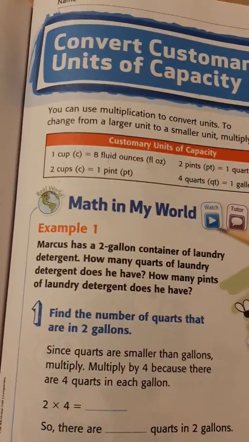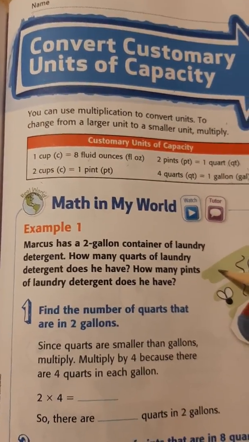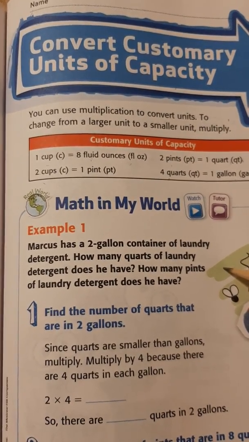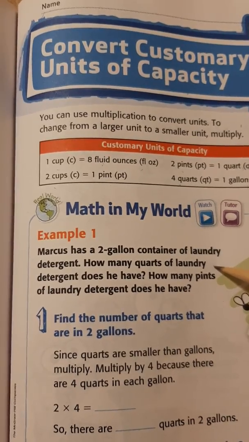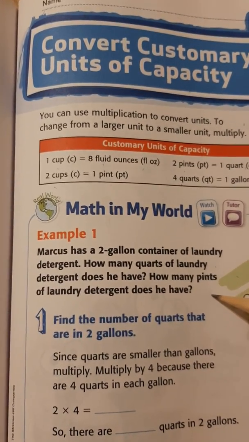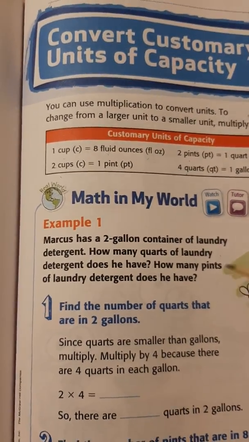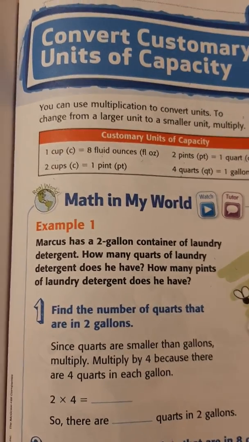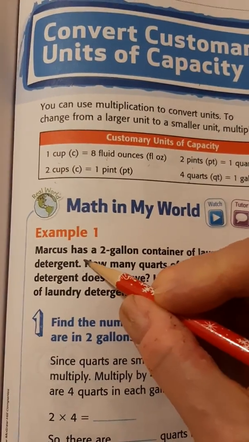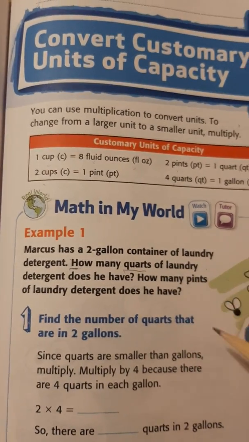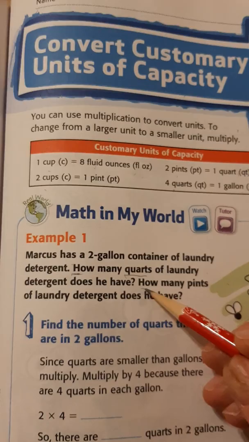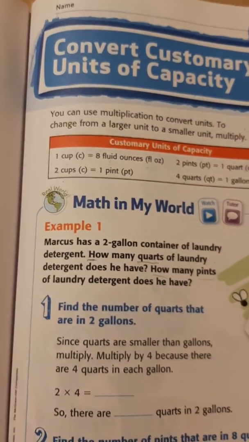So let's take a look at this. Marcus has a 2-gallon container of laundry detergent. How many quarts of laundry detergent does he have? How many pints of laundry detergent does he have? So this is a 2-step problem. This is the first step right here. How many quarts? And the second step is here. How many pints? So let's take a look.